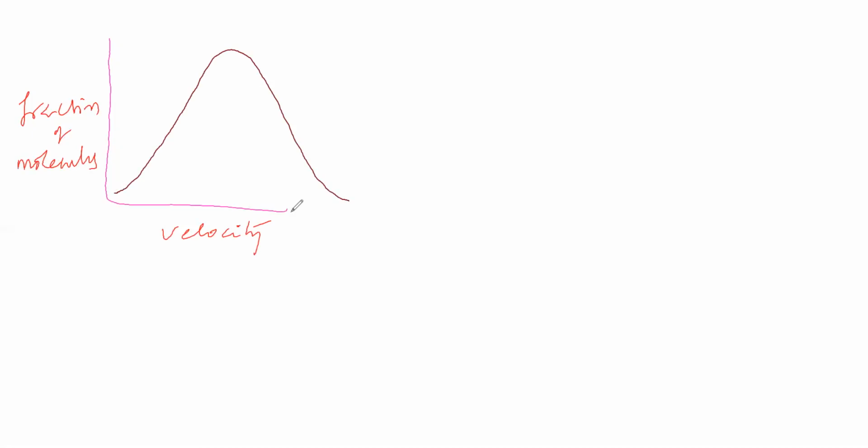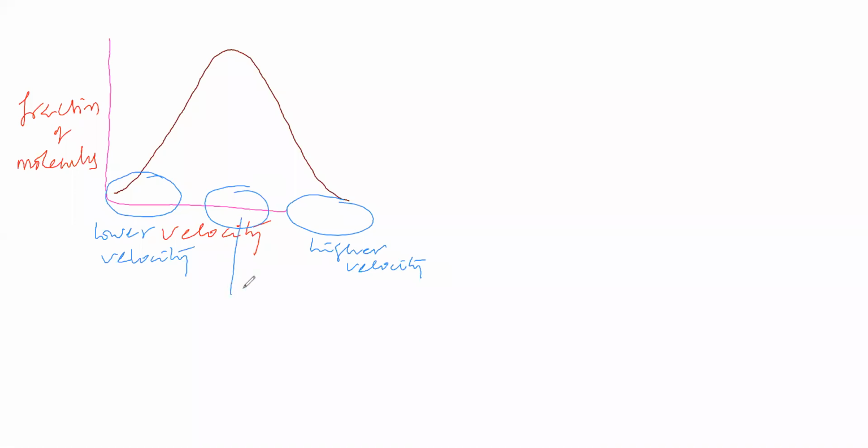Now we will take different velocities. It is the lower velocity side. It is the higher velocity side. It is the moderate velocity side. Now we will take these velocities we have considered.